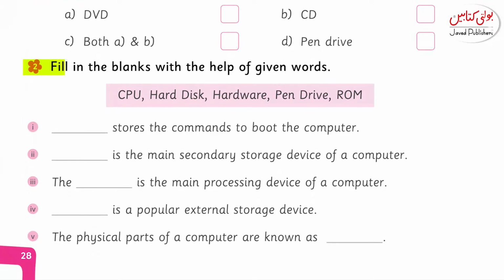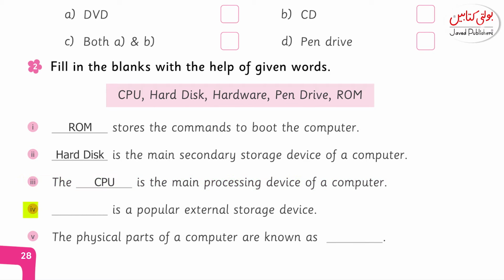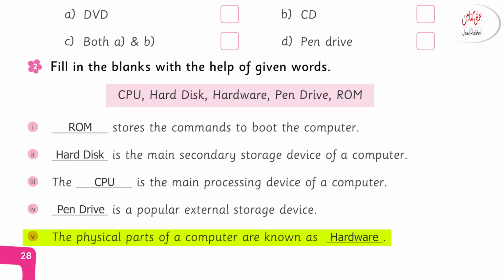Question 2. Fill in the blank with the help of given words, and the words given are CPU, hard disk, hardware, pen drive, and ROM. Blank 1. Dash stores the command to boot the computer, ROM. Blank 2. Dash is the main secondary storage device of a computer, hard disk. Blank 3. The dash is the main processing device of a computer, CPU. Blank 4. Dash is a popular external storage device, pen drive. The physical parts of a computer are known as dash, hardware.